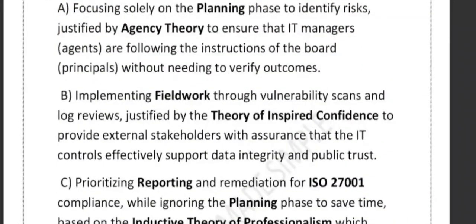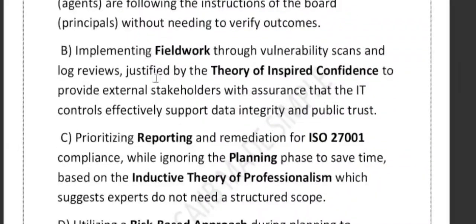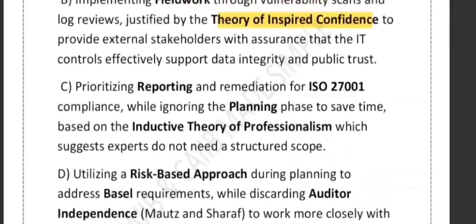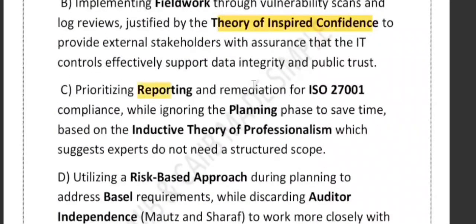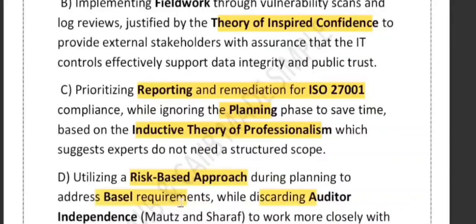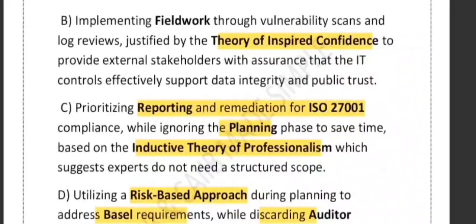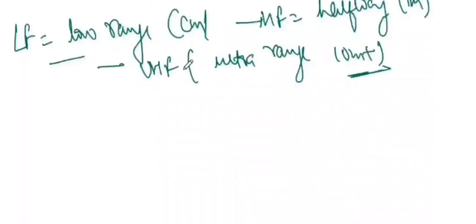Option A: focus only on the planning phase, justified by agency theory. Option B says field work with vulnerability scan and log review, justified by the theory of inspired confidence. Option C says prioritize reporting for ISO 27001, ignore planning, based on the inductive theory of professionalism. And option D says risk-based planning, discard auditor independence for faster evidence gathering. So these are the 4 options. Let's go through every option step by step.